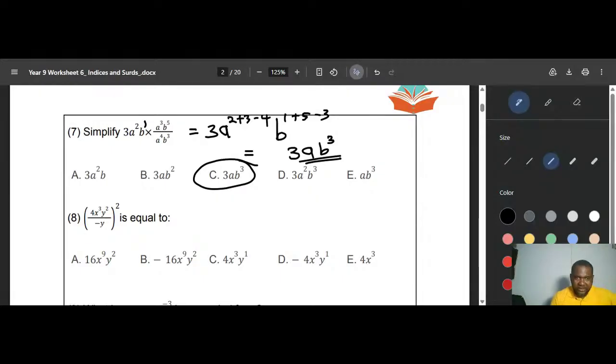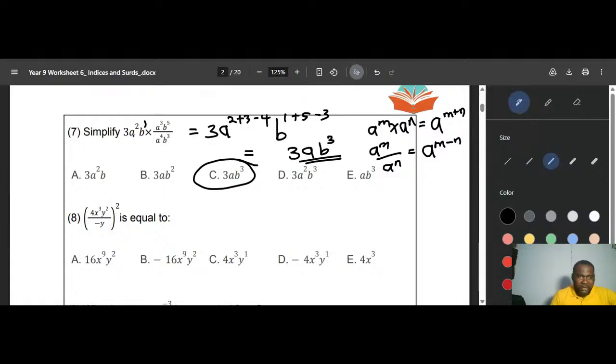Okay, so that is what to do. Remember, we said that if you are multiplying 2 indices, it means you should add the powers, m plus n. And if you are dividing 2 indices, you should subtract the powers. That means a raised to power m minus n. So this is the principle. Whenever there is multiplication, you add the powers. Whenever there is division, you subtract the powers. So that's what we did here.